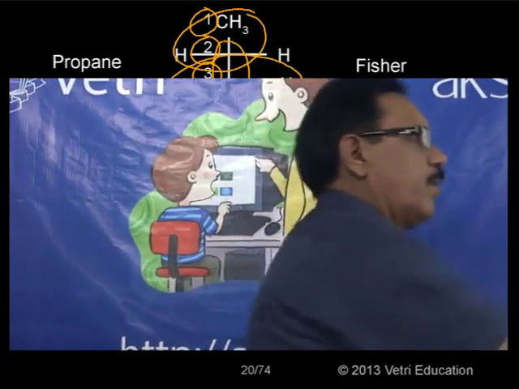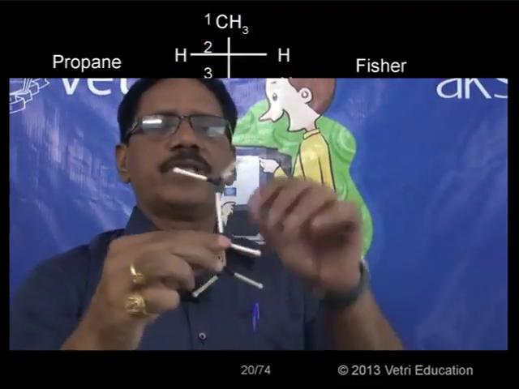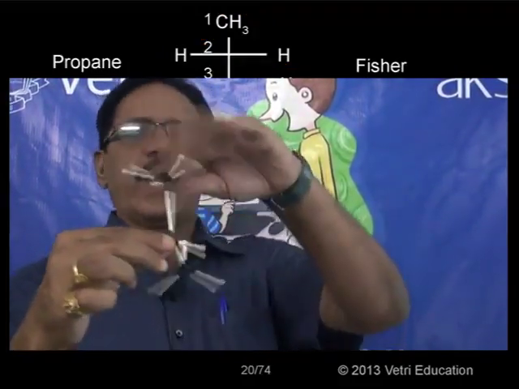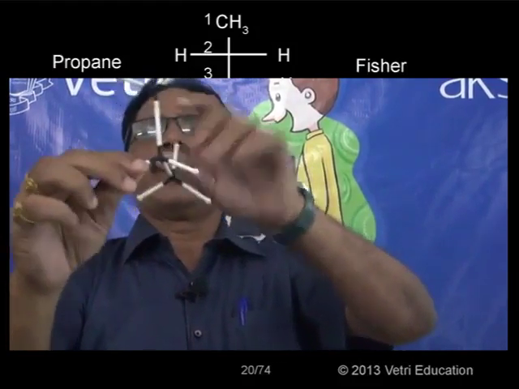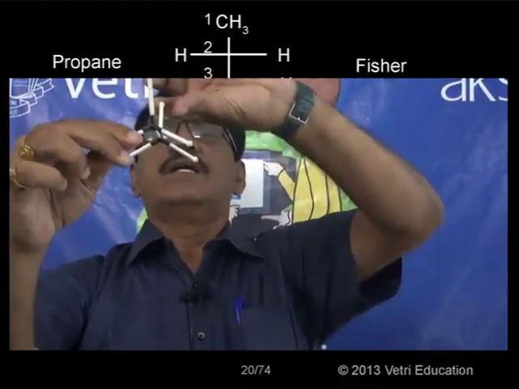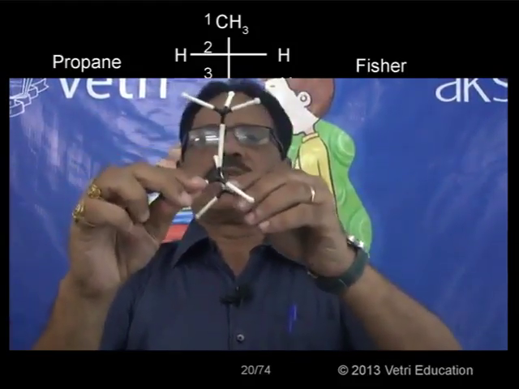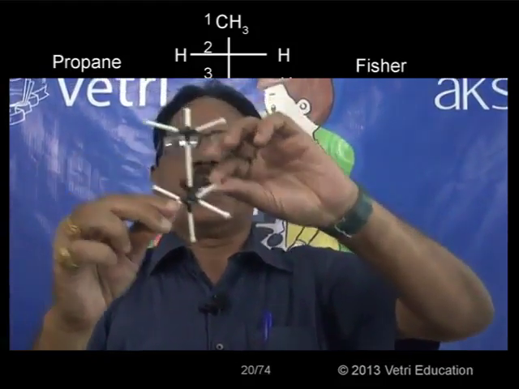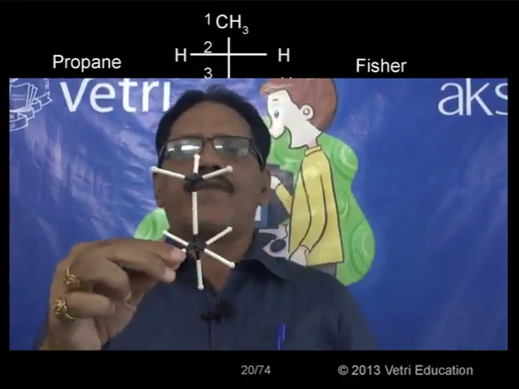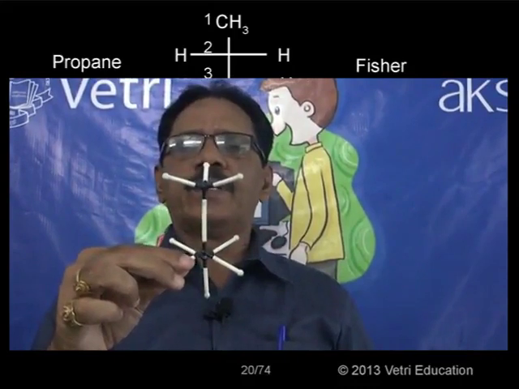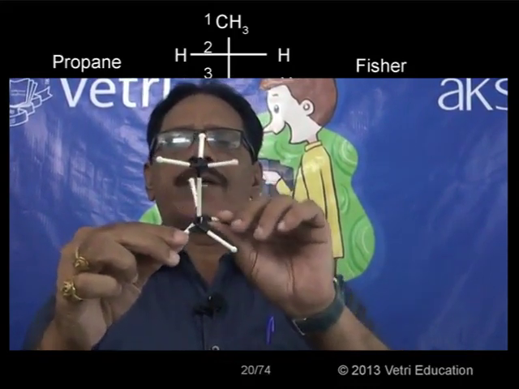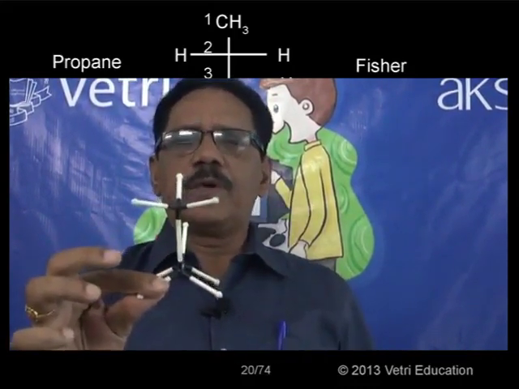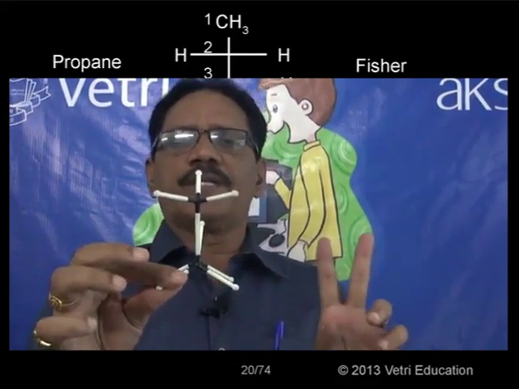Now you can see this molecular model. This is CH2, CH3, which I am not rotating. I am going to rotate this, considering it as a circle. Just see here, this is the eclipsed form. I am now rotating 60 degrees. Now this is the staggered form of propane. Then again if I rotate, it is nothing but the original. So again in propane, only two conformations are possible.